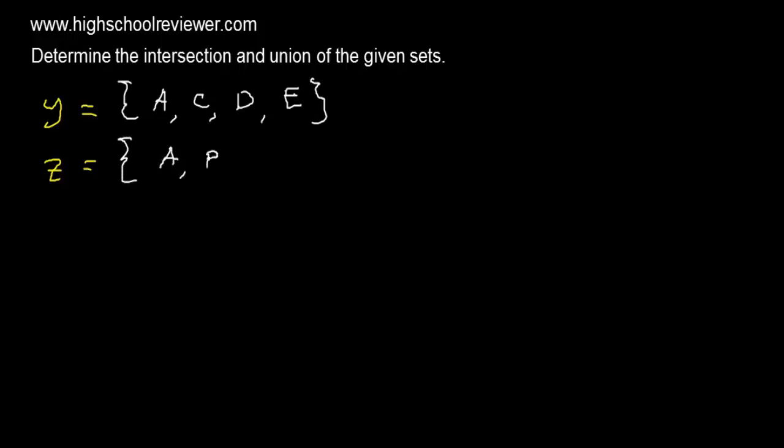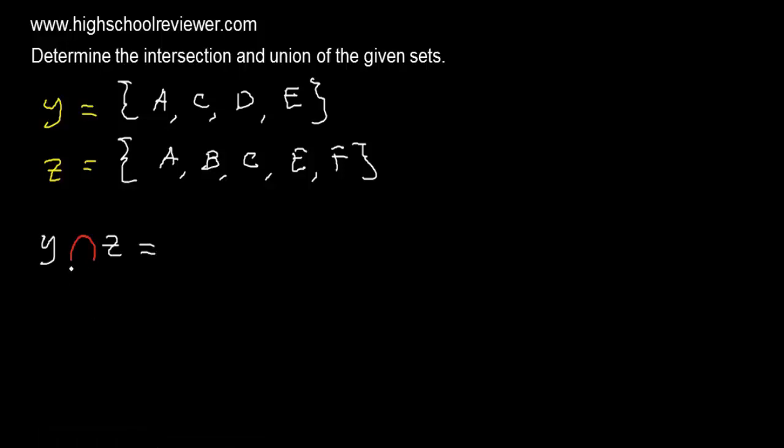Let's have here the two sets. Let's have set Y, and then we have set Z. We have the following elements: A, C, D, and E. And for set Z, we have the following elements: A, B, C, E, and F. We will find the intersection and the union of the two sets.